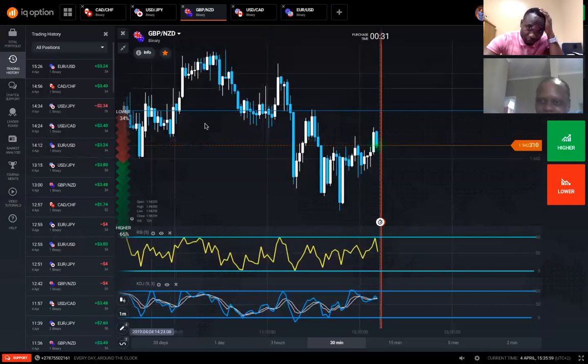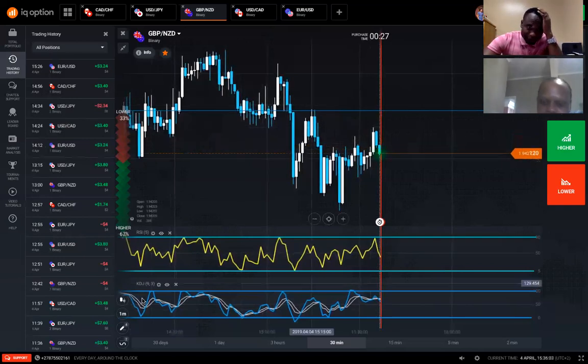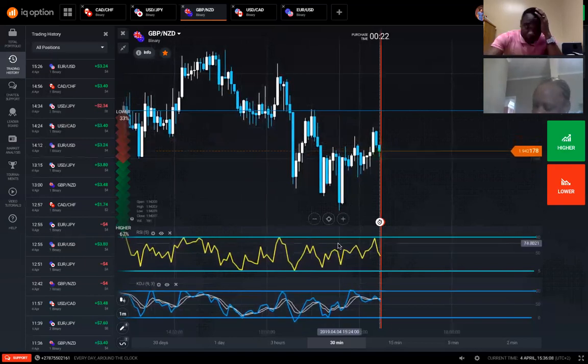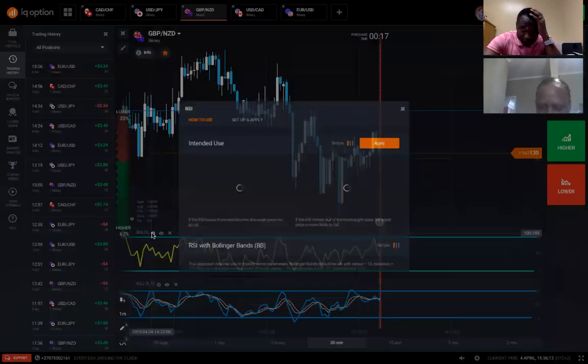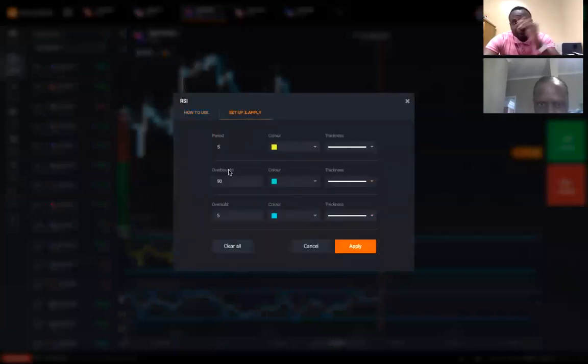But the main indicators are KDJ and RSI. So the settings that you go check, you'll do your own colors, right? It's 5. That's your period, right? And then 90 is overbought, and 5 is oversold. I'll give you a reason why I do that.